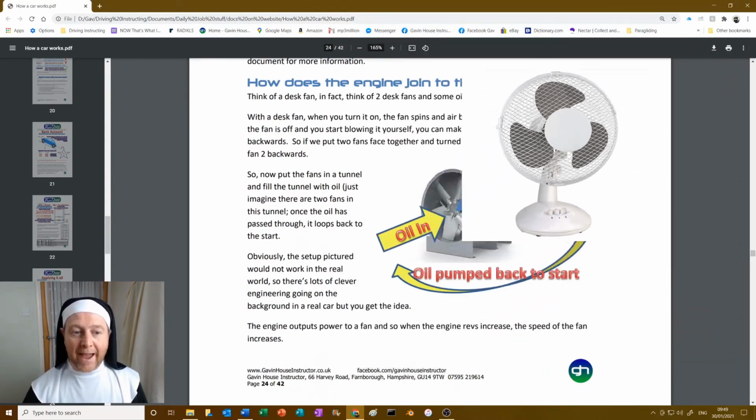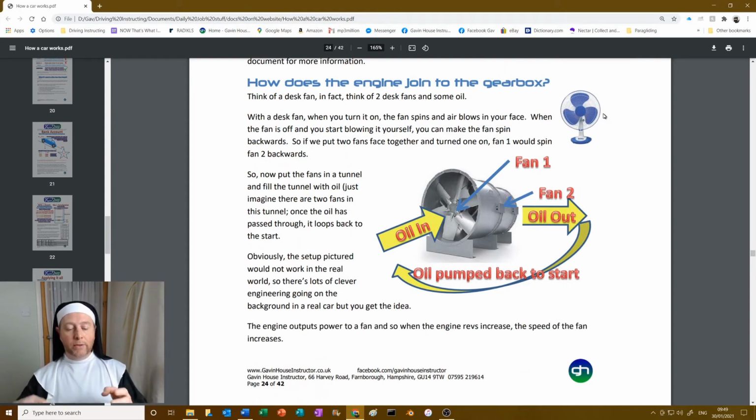So here's a desk fan. Now we all know that if you have a fan, it rotates and it blows air that way. But if I were to turn it around and then go and blow into the fan, it would turn the fan backwards. You've probably tried this with desk fans yourself. So you just go and spin them up and they'll spin the opposite direction.